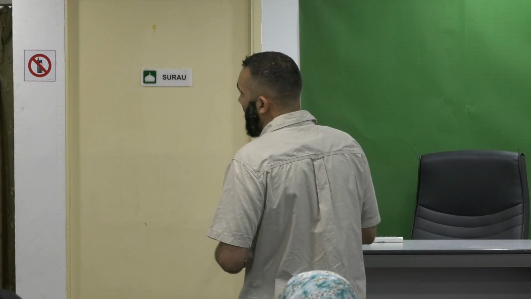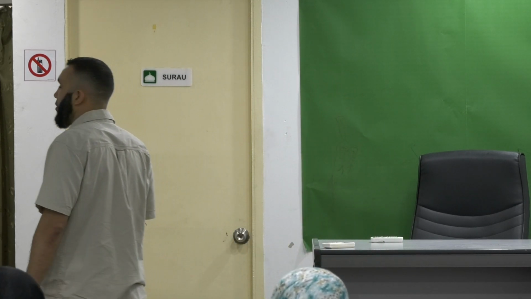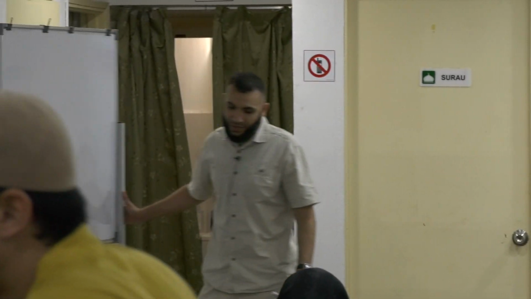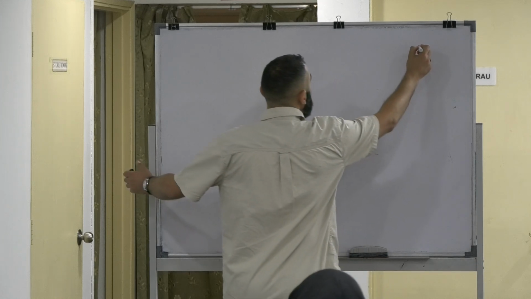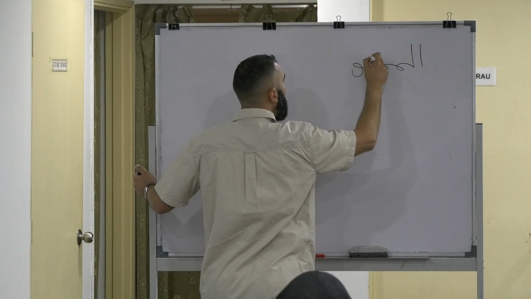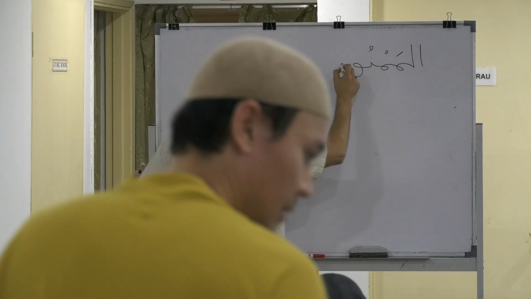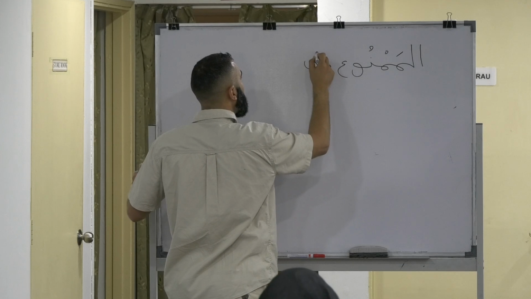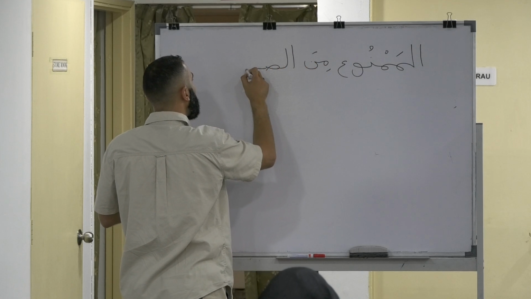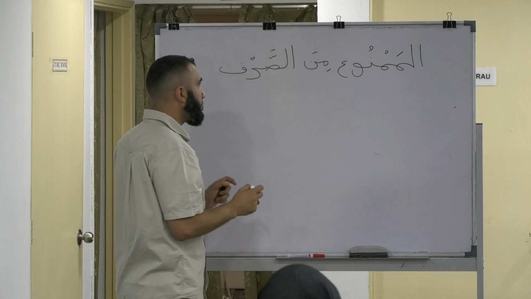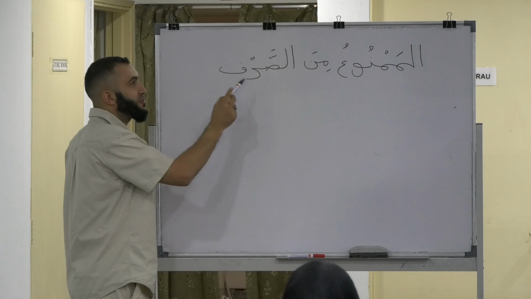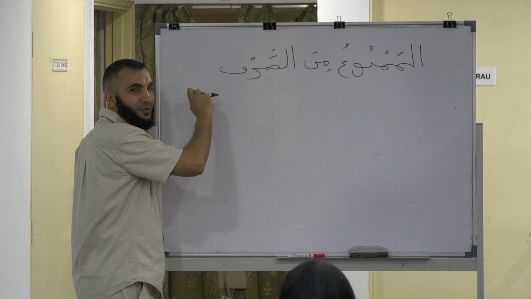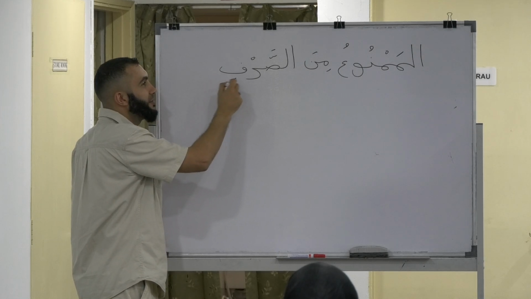So this is what we call in Arabic al-mamnu' min as-sarf. I'll write it down. Never mind if you don't remember this name, it's okay. We call this al-mamnu' min as-sarf. الممنوع من الصرف. Okay, this is a question: why min as-sarf? Because of min.